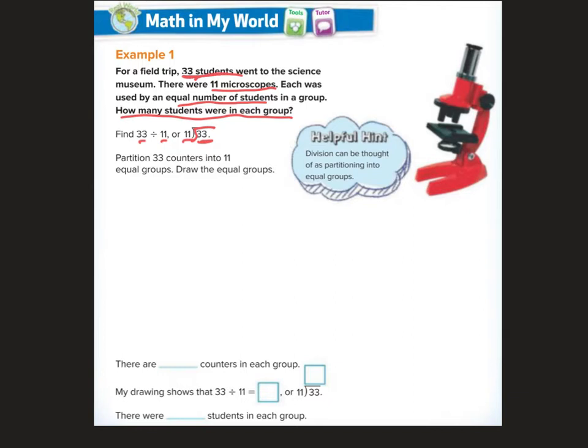Here's what I know. That's a lot of circles. So not too bad, I guess, if I only have to have 3 in each group. But look, 11 times what is 33? 11 times 3. So that means 33 divided by 11 is going to be 3. So there would be 3 counters in each group because 33 divided by 11 is 3. There were 3 students in each group.